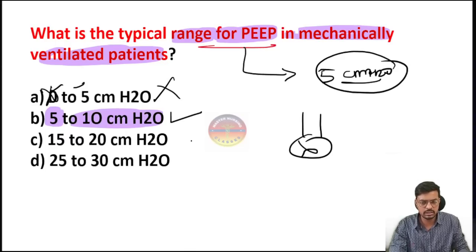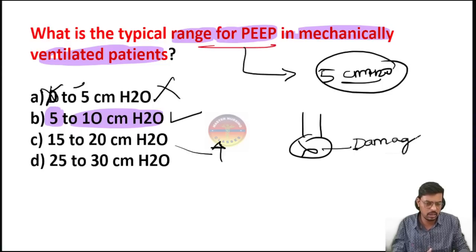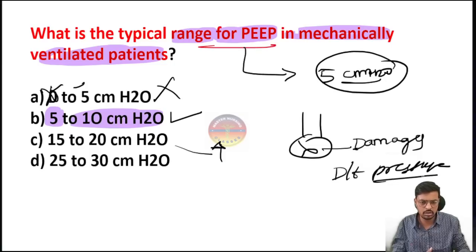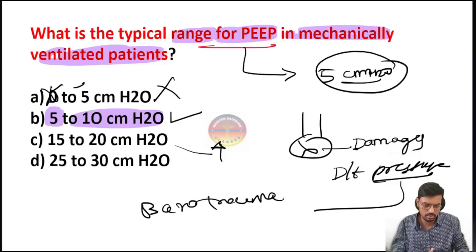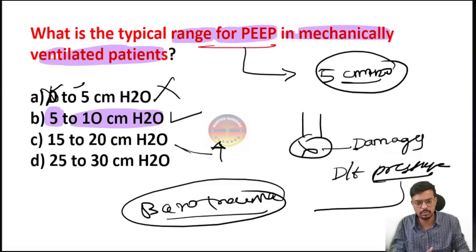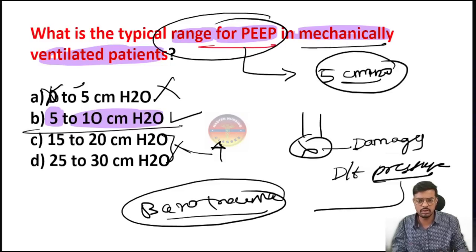There it is 15 to 20 centimeters of H2O. When the PEEP increases, it means that at the end of expiration there is also over pressure at the alveoli, which means the alveoli will get damaged due to pressure. When the alveoli are damaged due to pressure, we call this barotrauma of the lung. So we should not keep the PEEP at 20 and 30. I am eliminating options C and D, and the correct answer is that the typical range of PEEP we can keep in the mechanical ventilator is 5 to 10 centimeters of H2O.